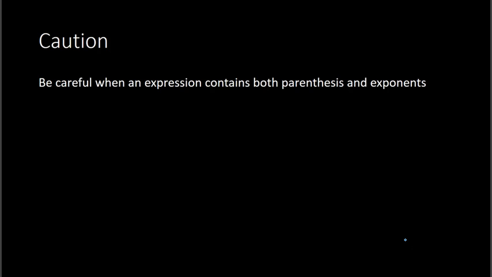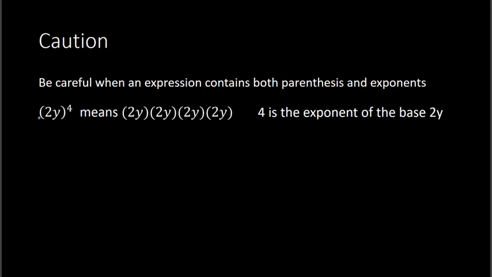Now, a word of warning as we continue. You need to be cautious when an expression contains both parentheses and exponents. For example, we have (2y) to the 4th power. With parentheses, whatever is outside, the exponent, goes to everything in parentheses. So we see (2y) to the 4th power means we have 2y times 2y times 2y times 2y. Alright, that's what this expression means. So 4 is the exponent of the base 2y. Alright, 2y is your base.